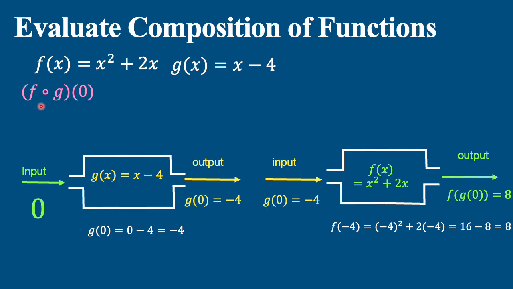So let's practice with this notation. f circle g of 0 means f of parentheses g of 0 close parentheses. You go inside first, that's what you find. g of 0 is negative 4, which means f of negative 4, and f of negative 4 is 8. That's how to evaluate a composite function with composite notation.